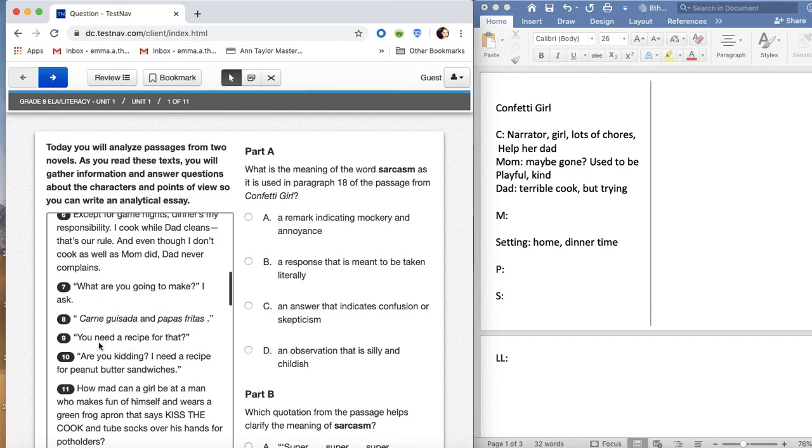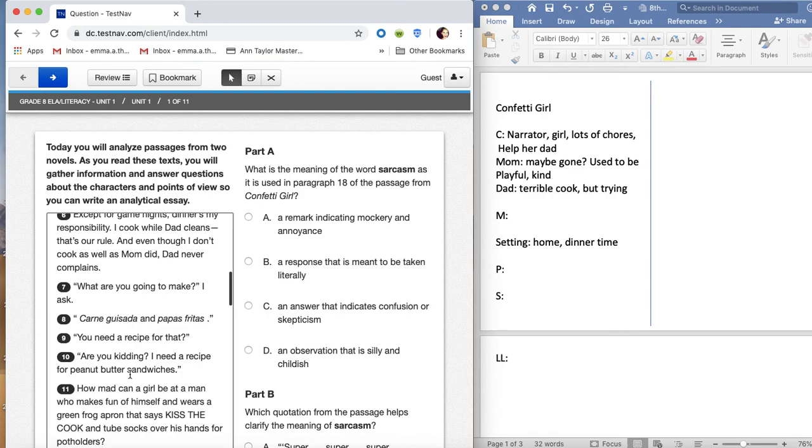So that's the dad. "You need a recipe for that?" That's the narrator. And then it says, "Are you kidding? I need a recipe for peanut butter sandwiches." Okay, so the dad's like almost making fun of himself here. Got it. So this actually shows me a lot about the characters and their point of view, and I know that that's going to be important for my essay.